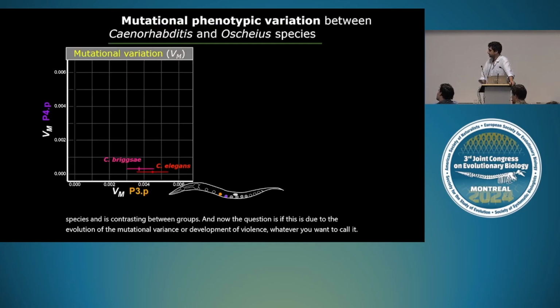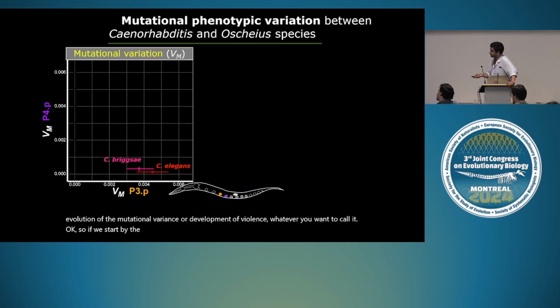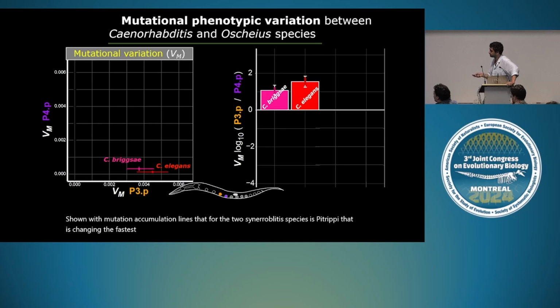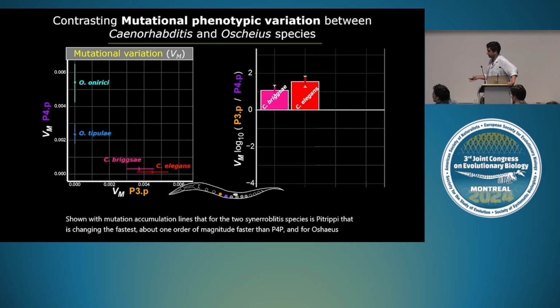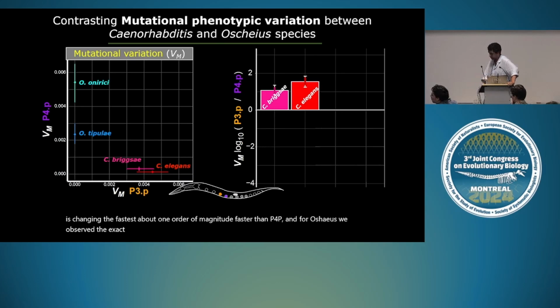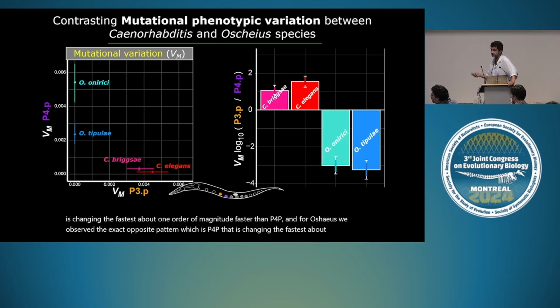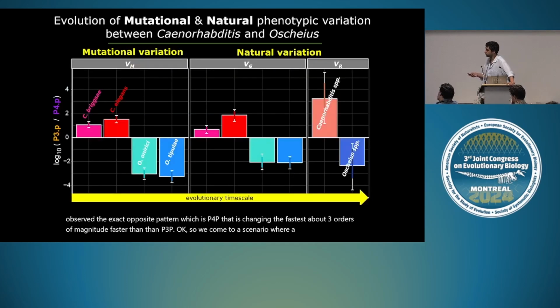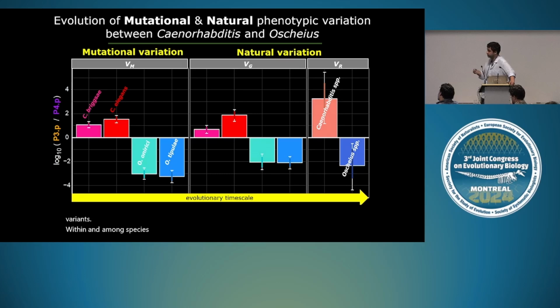If we start with Caenorhabditis, we do observe, as previously shown with mutation accumulation lines, that for the 2 Caenorhabditis species, it's P3p that is changing the fastest, about 1 order of magnitude faster than P4p. And for Oscheius, we observed the exact opposite pattern, which is P4p changing the fastest, about 3 orders of magnitude faster than P3p. So we come to a scenario where across evolutionary timescales within a given group, there is an alignment between mutational variance and within- and among-species phenotypic variance, and this is contrasting between groups.